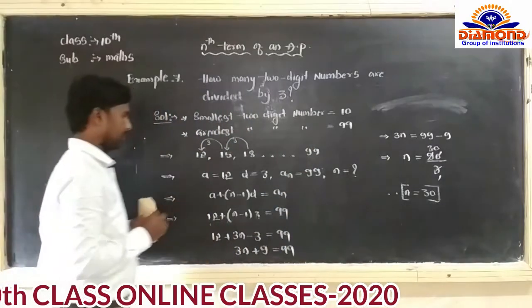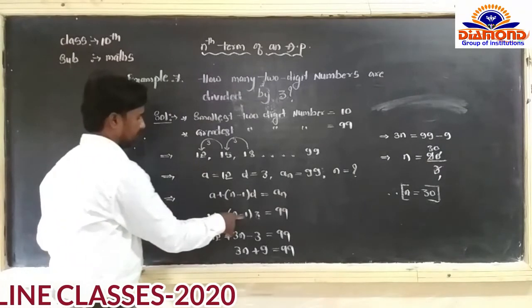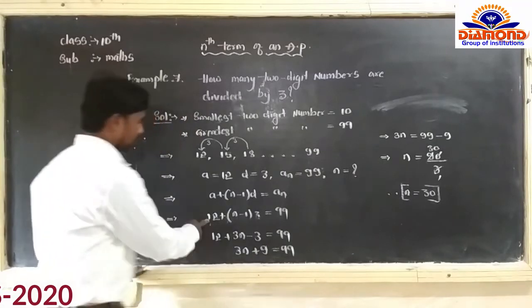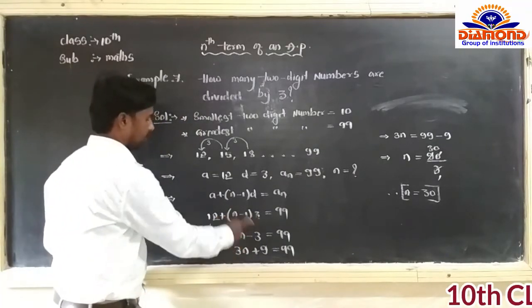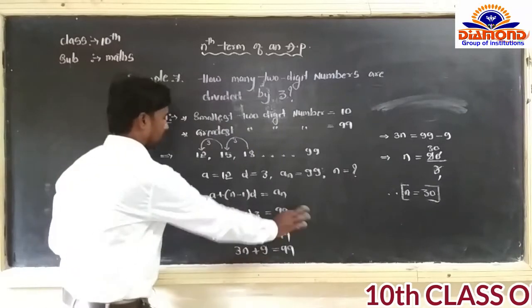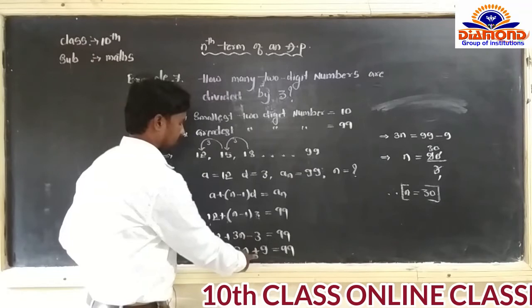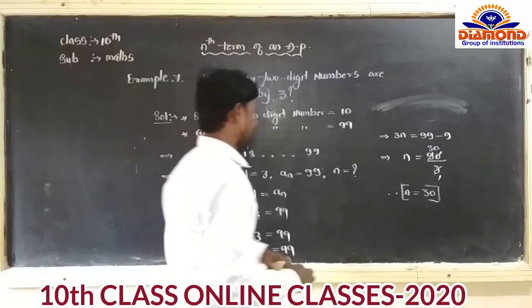n is equal to question mark, we are finding. A value is 12 plus in the bracket n minus 1 bracket close, common difference is 3, is equal to 99. So 12 as it is, 3 into n equal to 3n, minus into plus is equal to minus 3 into 1 equal to 3, is equal to 99. Next step, so 3n plus 12 minus 3 is equal to plus 9 is equal to 99. 3n plus 9 is equal to 99.